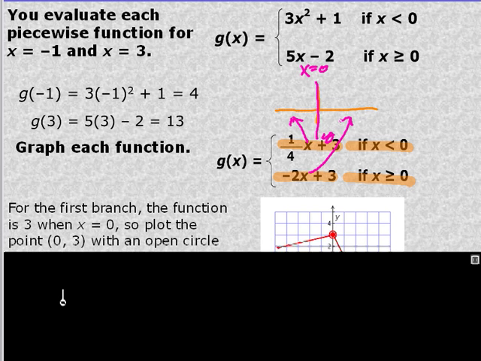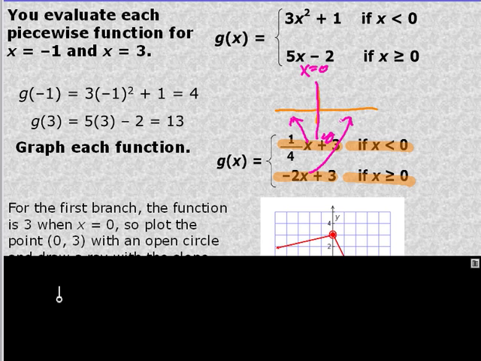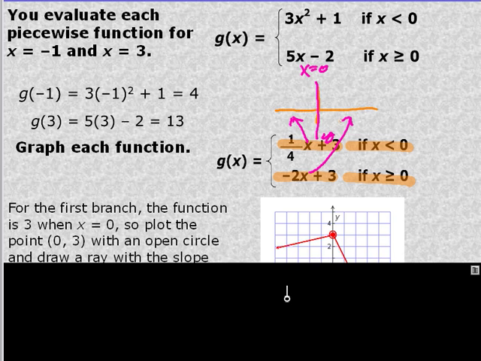So for the first branch, the function is 1/4 x plus 3. So now we've broken it into where we're going to put our graphs. Now we're just going to create the graphs themselves. This is a linear function. It has a y-intercept of 3. But notice it's less than 0, so this is going to be an open circle. Actually, let me use a different color. So this is the open circle, and then we have a slope of 1/4.